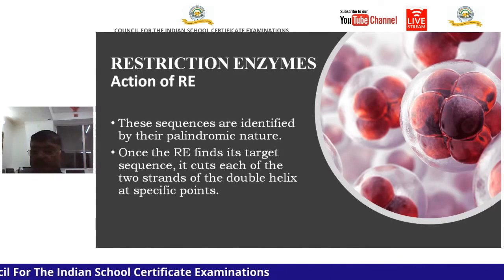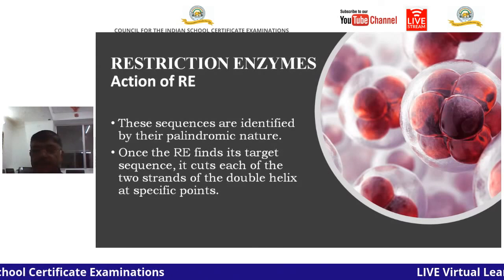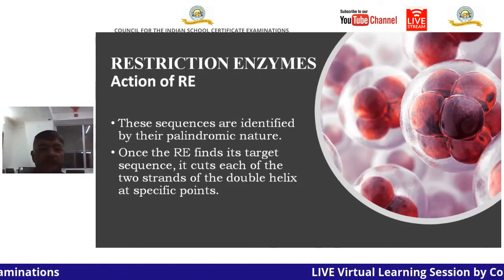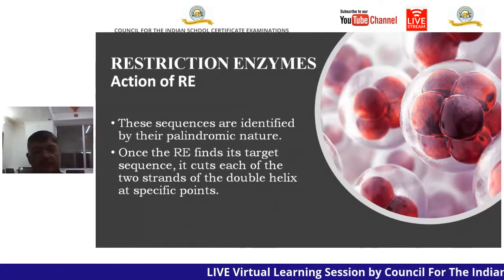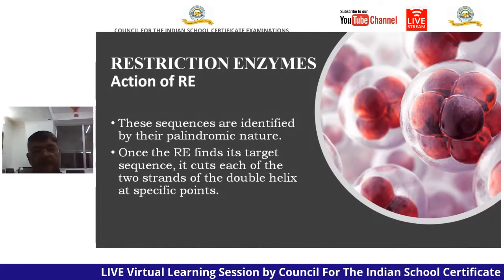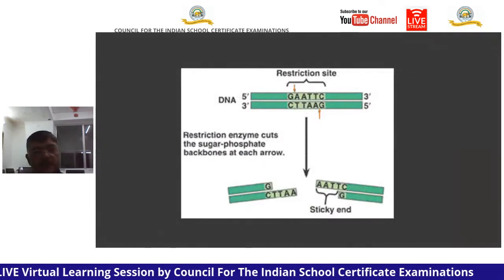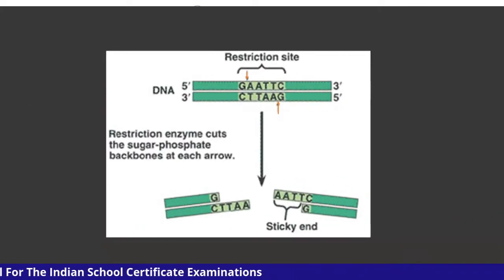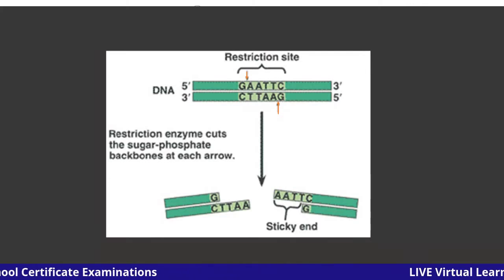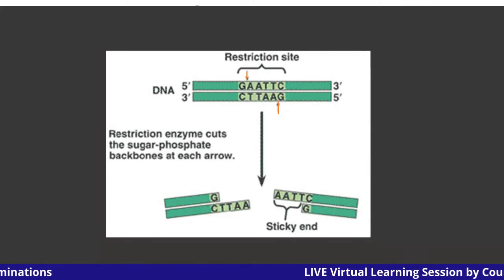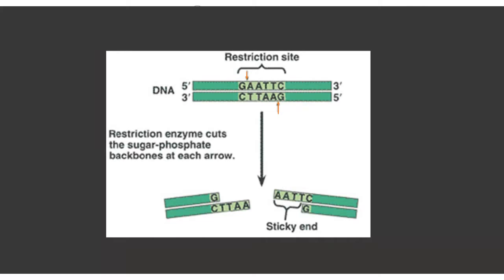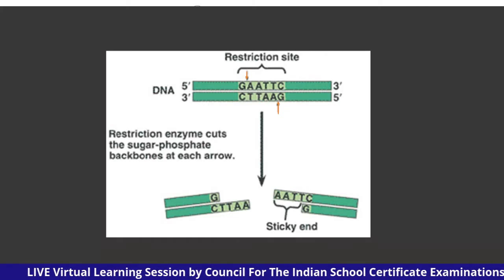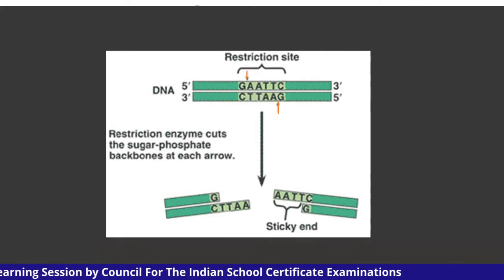Once the restriction enzyme finds the palindrome, then it cuts the DNA. See how it cuts. It cuts it like this. The restriction site is recognized by the restriction enzyme. And now you can understand what a palindrome is over here. These are strands of DNA, 5 prime, 3 prime, 3 prime, 5 prime, the complementary strands.